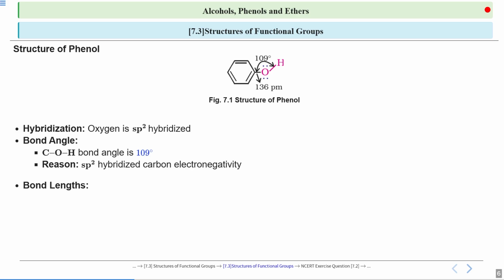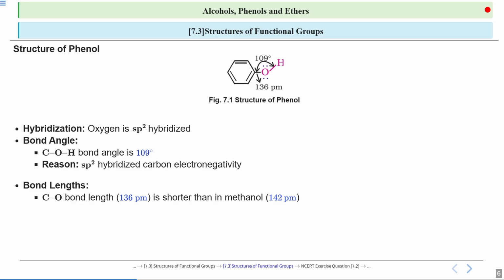Now, if you move to the bond lengths, the CO bond length given is 136 picometers, and this bond length of CO is shorter than in methanol, which was 142 picometers. Okay, what does it mean? We have just seen the structure of methanol, right? In methanol, the CO bond length was 142 picometers. But here in phenol, the bond length of CO decreases from 142 to 136 picometers.